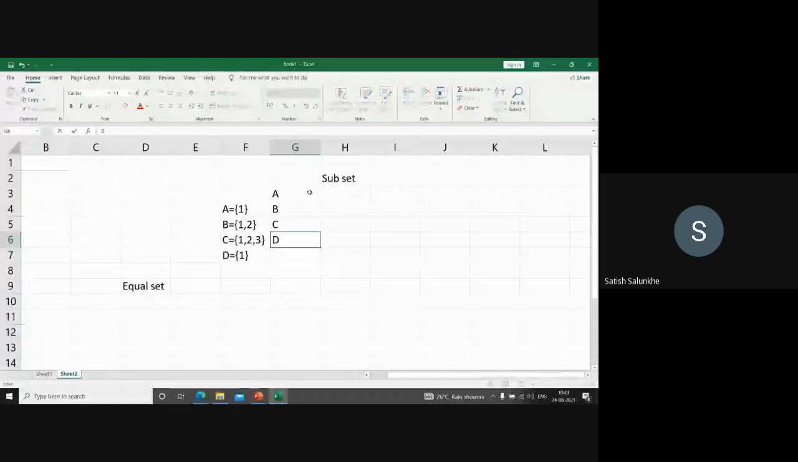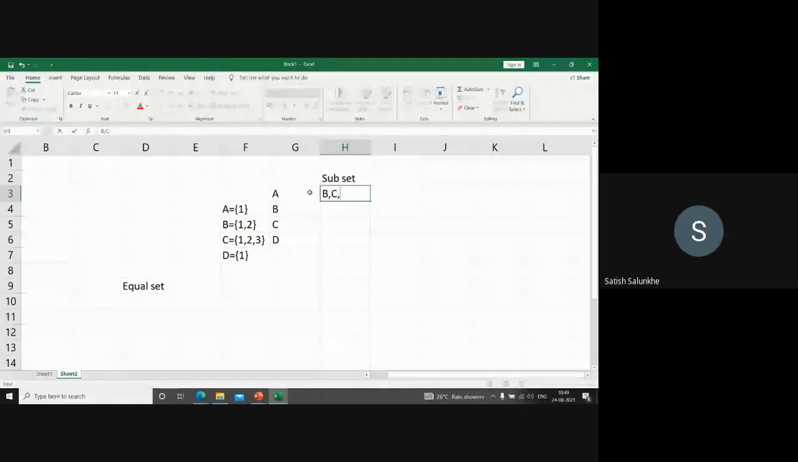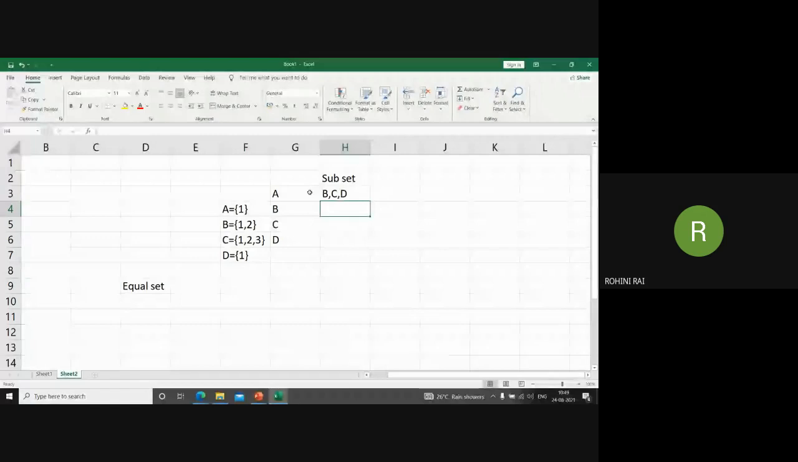Okay. So now tell me, A is a subset of which other sets? B, C, and D. Okay. B is a subset of? C. Okay. C is a subset of? No one. Okay. D is a subset of? A, B, C.